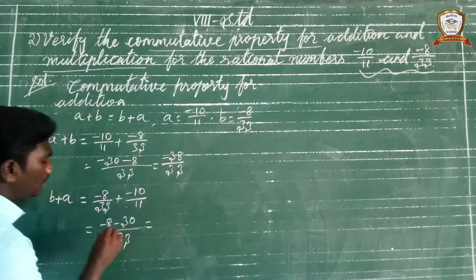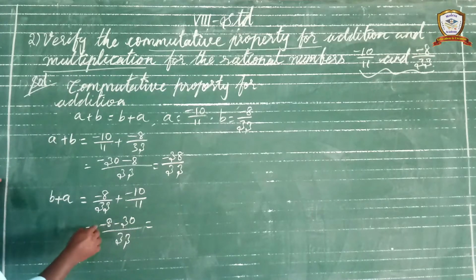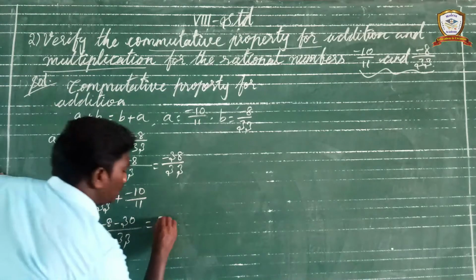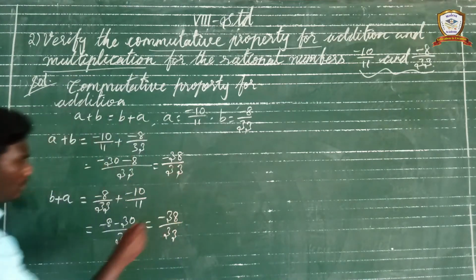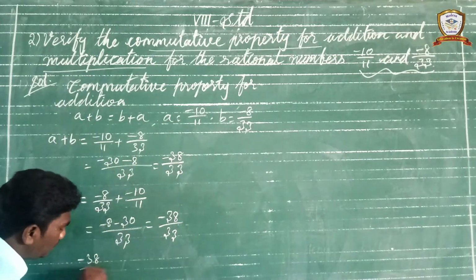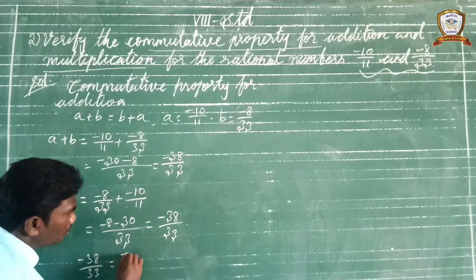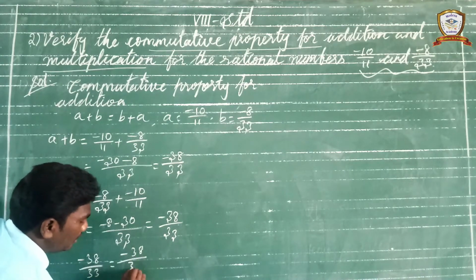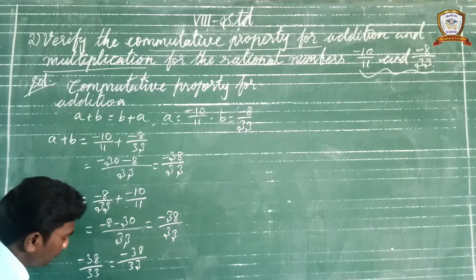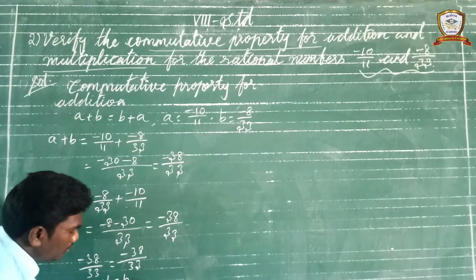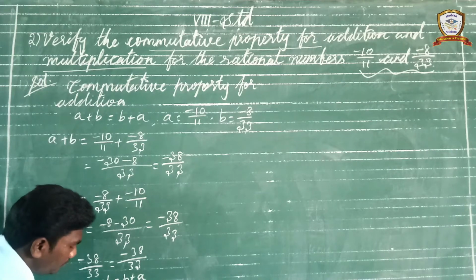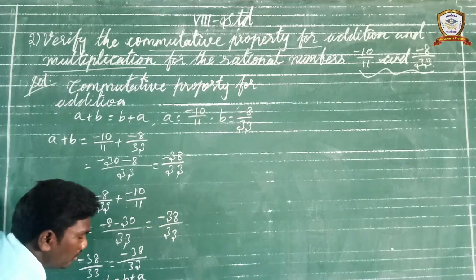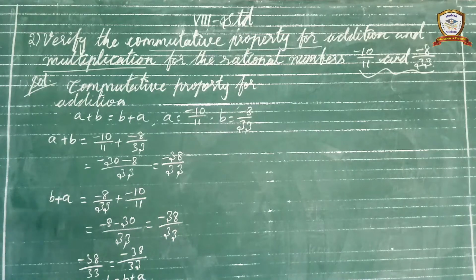Therefore, here both have the same sign. So minus 8 minus 30, minus 38 divided by 33. So these two are also equal: minus 38 divided by 33 is equal to minus 38 divided by 33. Therefore, here a plus b is equal to b plus a. So here write, hence proved. Are you clear? Any doubt? So go to the next one.